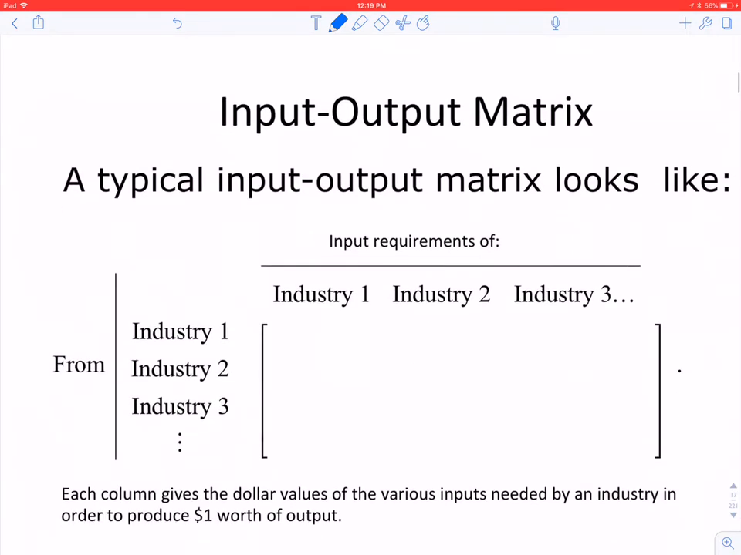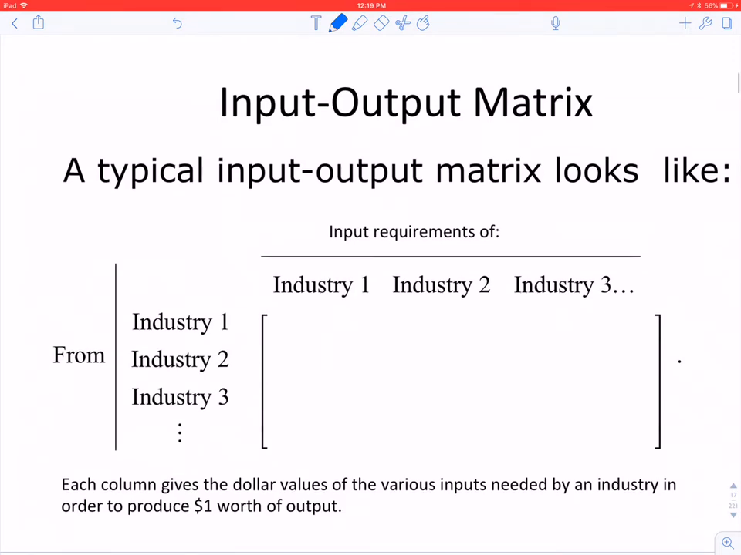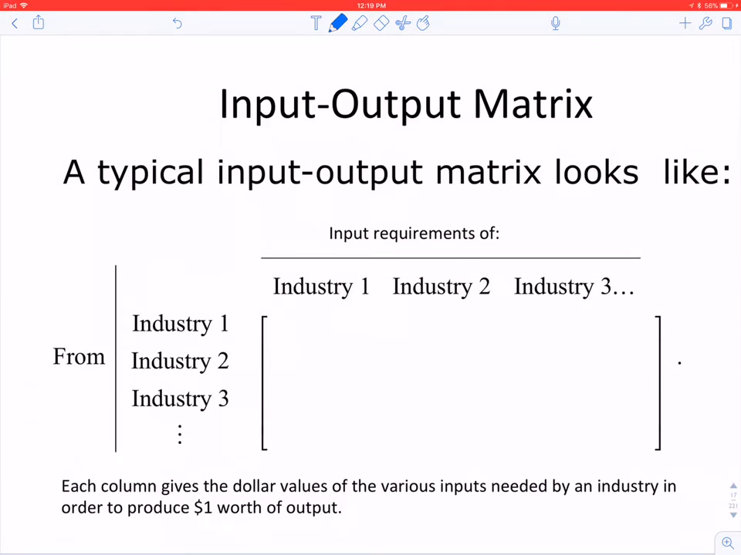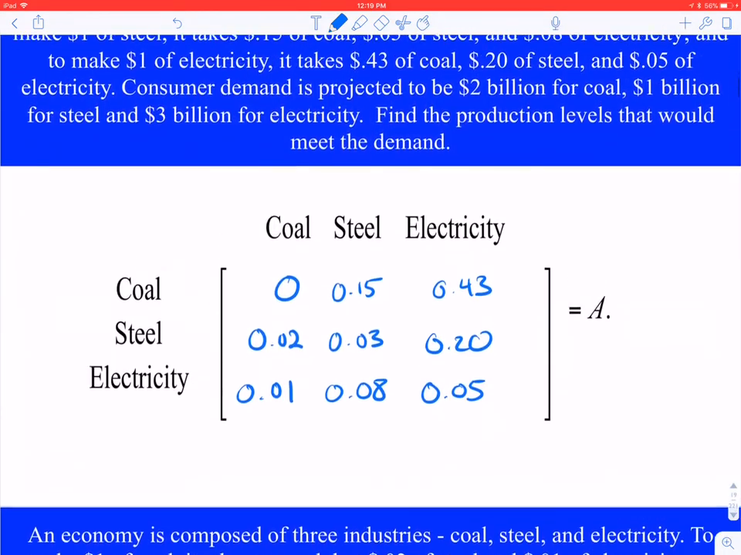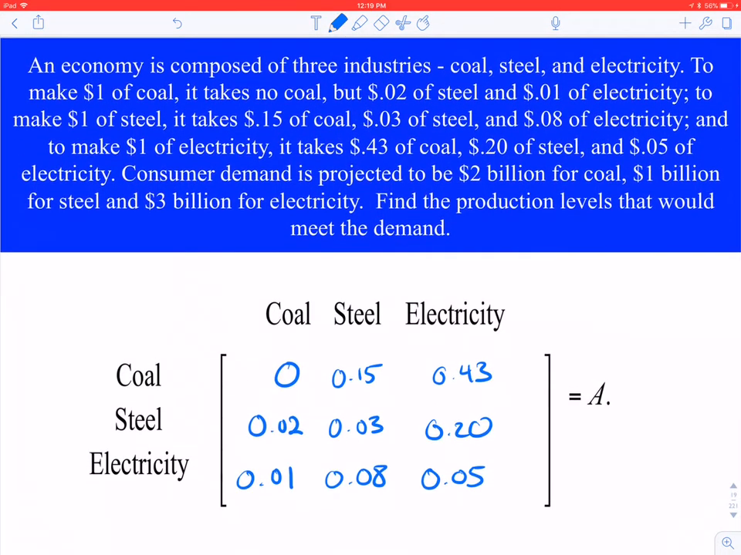So, real quick for input output. Remember, we went through this in class. Okay, input output. I'm going to just pick up where we left off. We described how to fill in the input output. Each column represents what it takes to produce $1 worth of the industry. So say you have a system where each industry depends on others to produce goods.